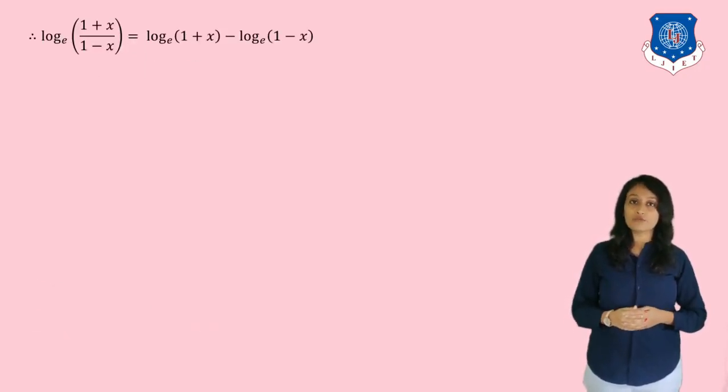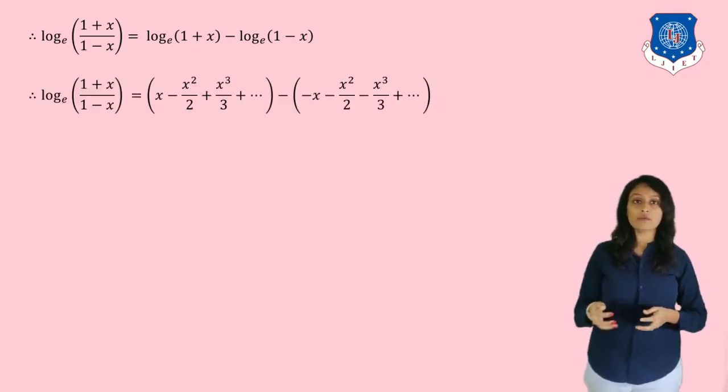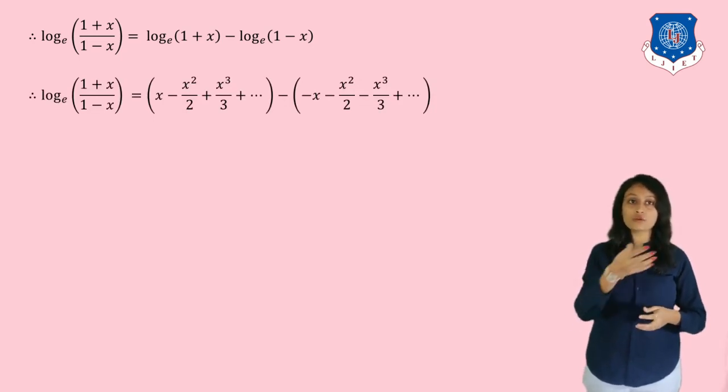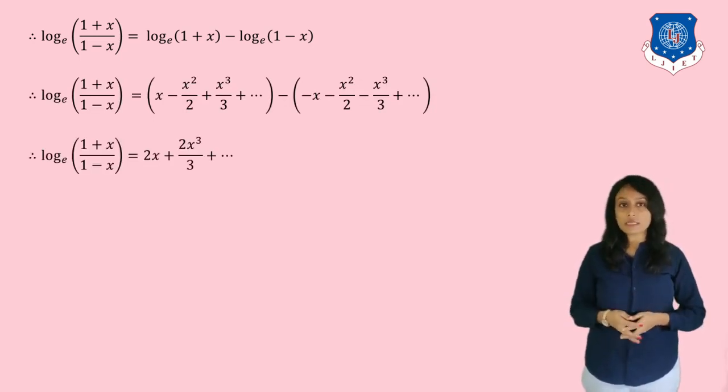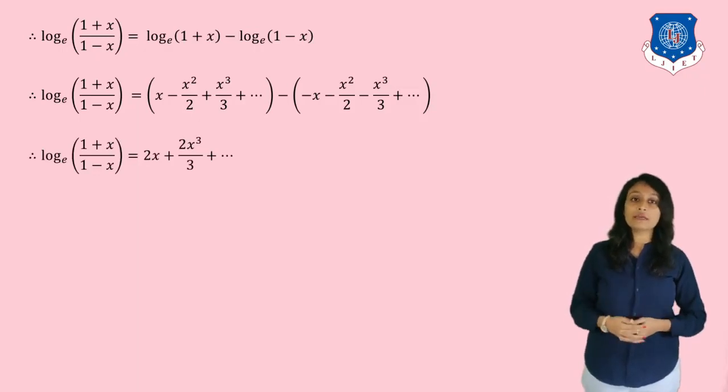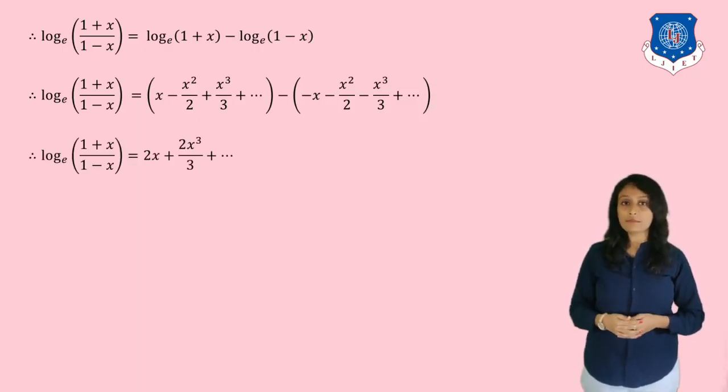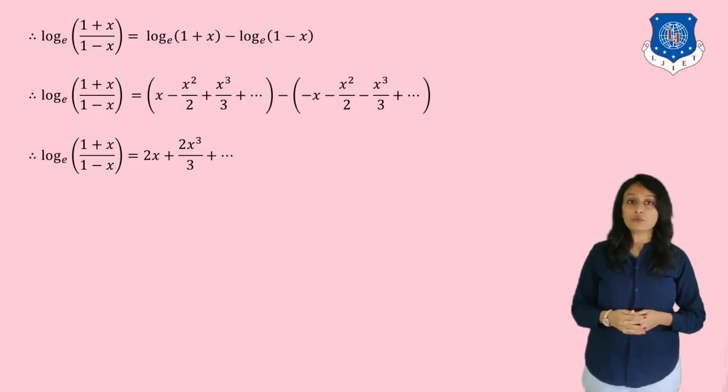Now our aim is to find log((1 + x)/(1 - x)). We know the formula log(a/b) is log a minus log b. So applying that formula, you will get log(1 + x) minus log(1 - x). Now substitute both the series and subtract them. Simplifying, you will get log((1 + x)/(1 - x)) as 2x + 2x³/3 and so on.